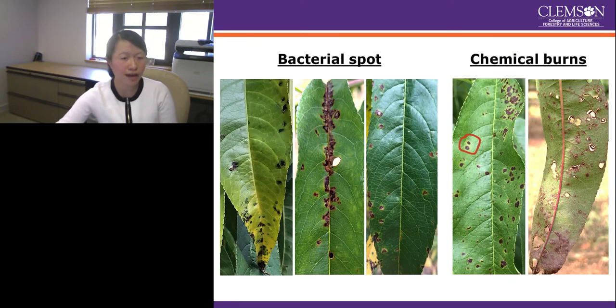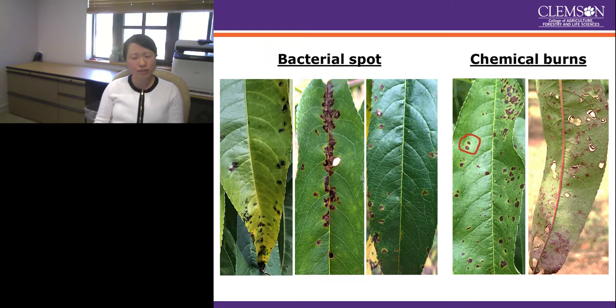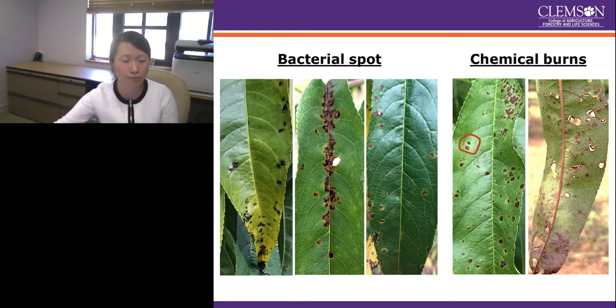So bacterial spot could look very similar to other leaf spots, like those caused by chemical burns. Sometimes it's very difficult to tell them apart because all of them look brownish, and when the dead leaf tissue falls out, they can form shot holes, and they can have yellow halos around the lesions too. So here are some tips that can help you differentiate bacterial spot from chemical burns.